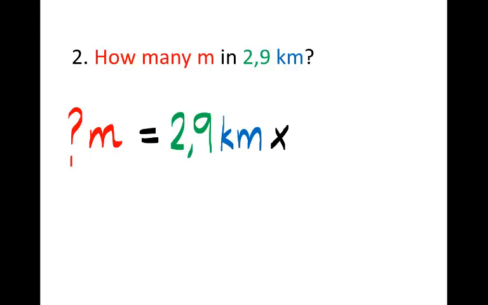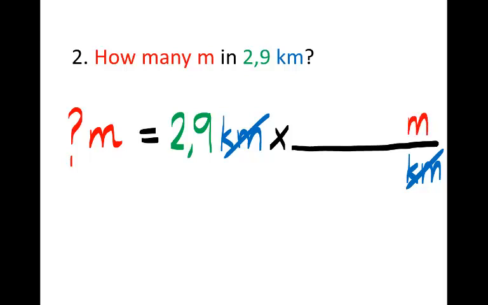We need to multiply this by a conversion factor, and this conversion factor must have kilometers at the bottom to cancel kilometers away. It must have meters at the top to introduce the required value, meters. Then we ask ourselves, how many meters is the same thing as 1 kilometer? And we know that 1 kilometer is 1,000 meters, because remember, kilo means 1,000, so 1 kilometer is 1,000 meters.